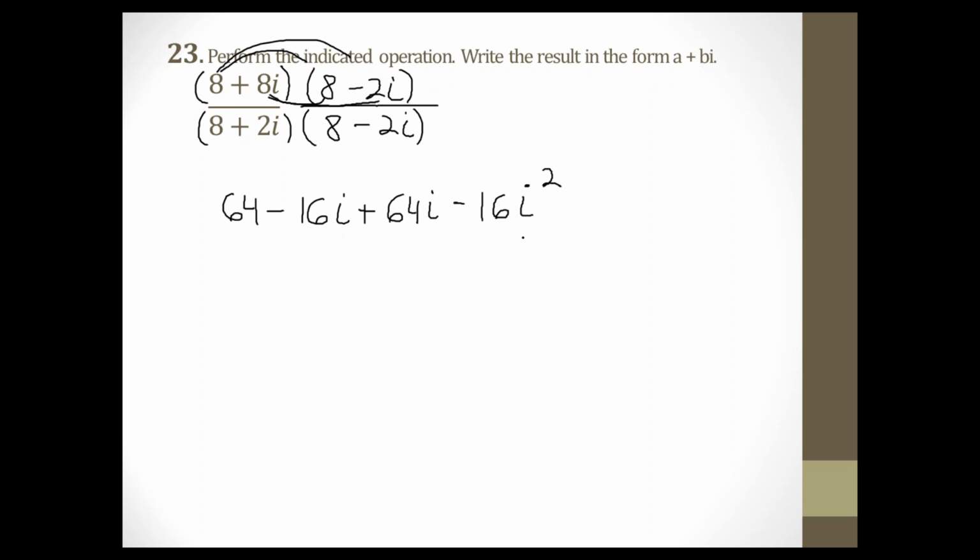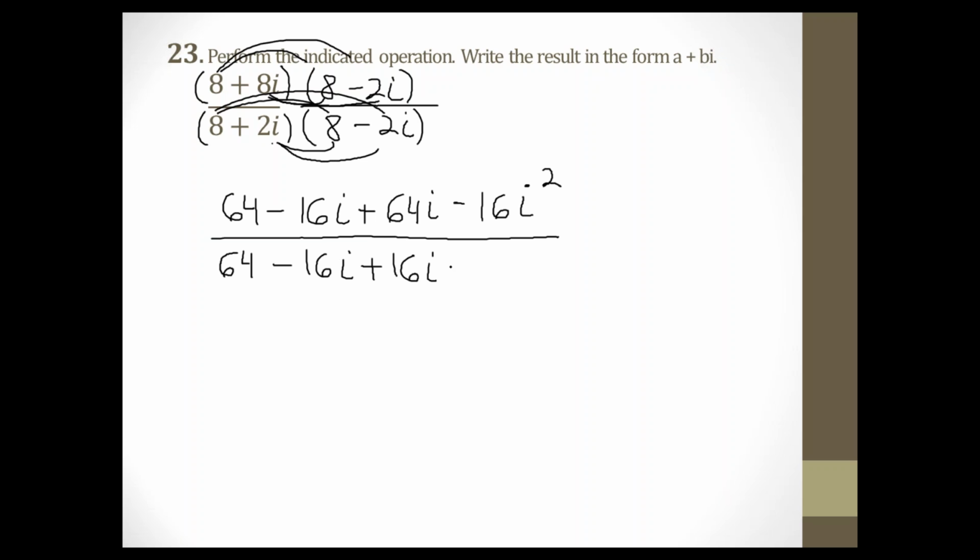Okay, let's do the bottom right away too. So again, 8 times 8 is 64, and then 8 times negative 2i is negative 16i, and the 2i times 8 is a positive 16i, so that's what we wanted, those middle i terms will cancel each other out. And then 2i times negative 2i gives me negative 4i squared.